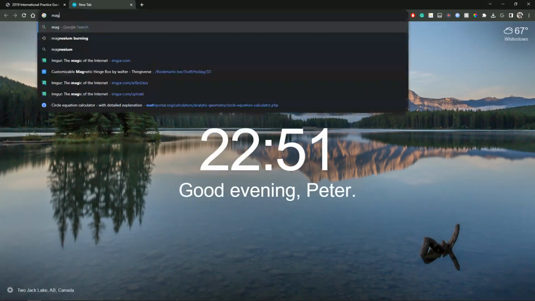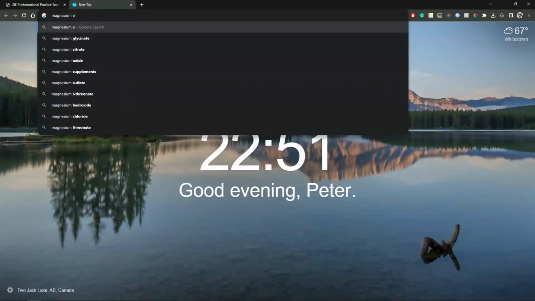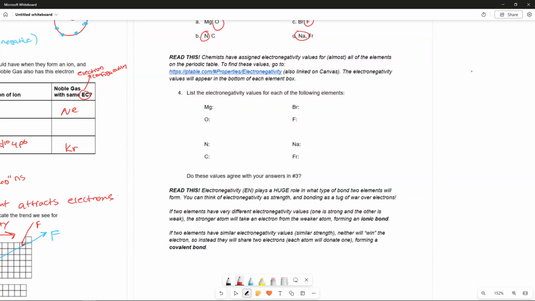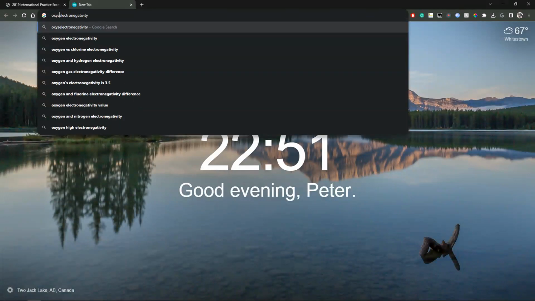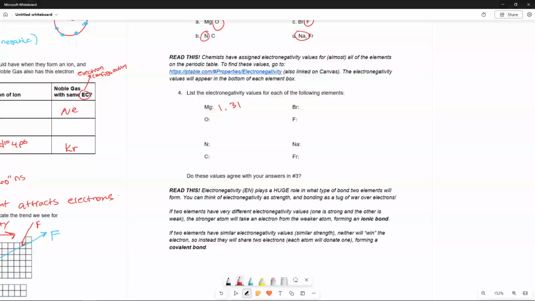Search it up on Google. Magnesium electronegativity 1.31. There it is. It's that easy. Just Google it. 1.31. Oxygen electronegativity. It gives you 3.44. Very easy. Just Google it. Which one's the greater? Oxygen has a greater value than magnesium. So which one's more electronegative?